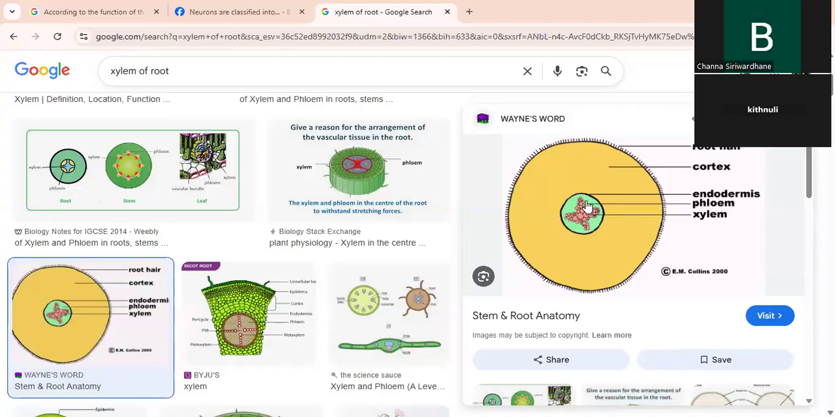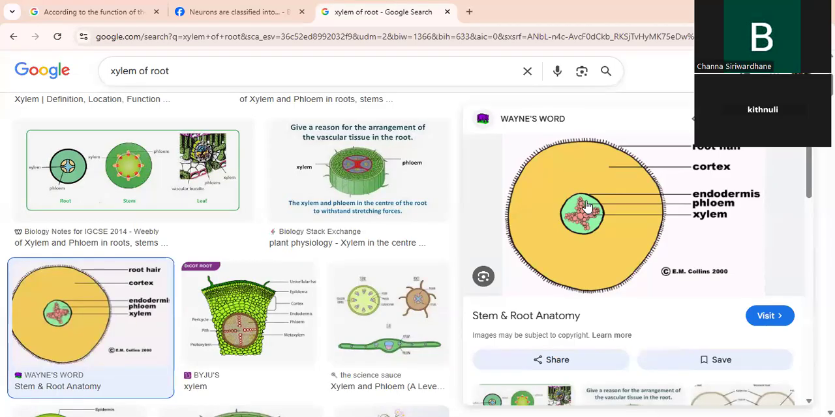Absorbed water then travels into the root xylem through the cortex and endodermis. Is it clear now? Clear. Right. From there, water is transported into mesophyll cells of leaves. Right, mesophyll cells of leaves.